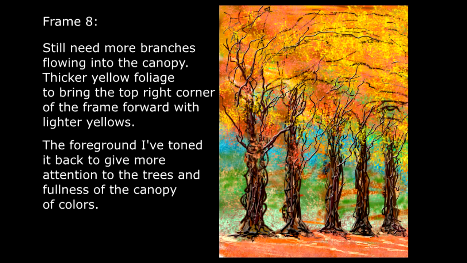Still need more branches flowing into the canopy. Thick yellow foliage to bring the top right corner of the frame forward with lighter yellows. The foreground, I've toned it back to give more attention to the trees and fullness of the canopy of colors.